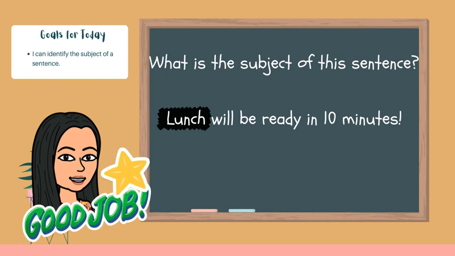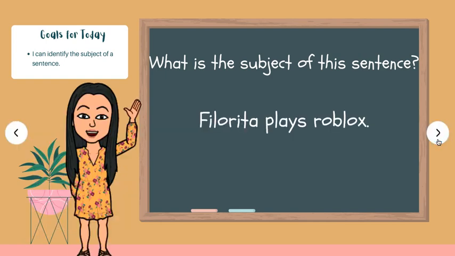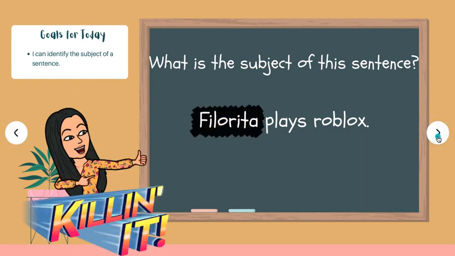Let's try another example. What is the subject of this sentence? Filarita plays Roblox. Think about it. If you said Filarita, you got it correct. Filarita is the subject of this sentence because that is who the sentence is about, and it's also at the beginning of the sentence.